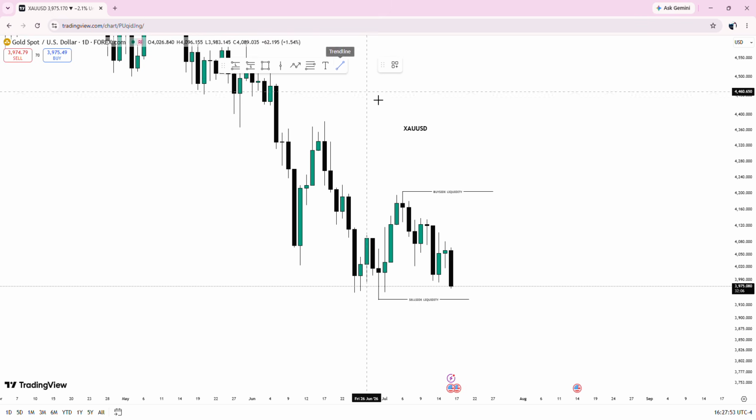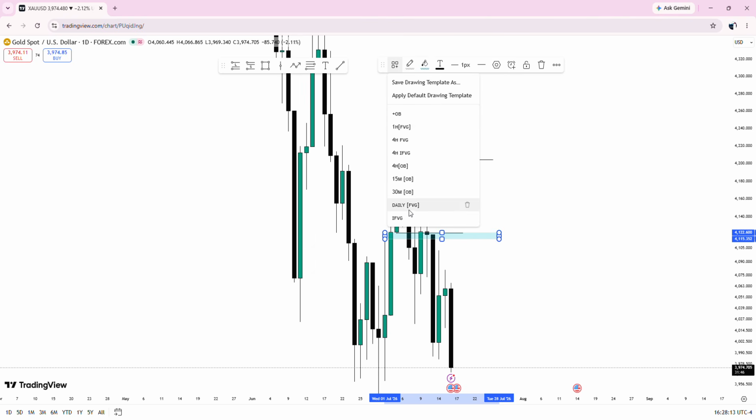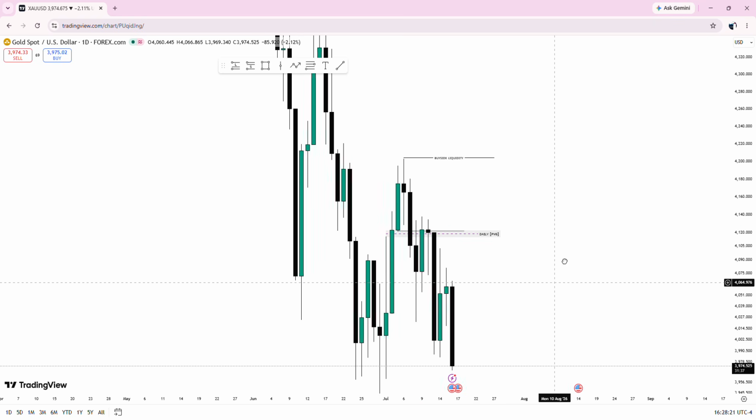So those are liquidity levels, and then I'm going to mark inside here the levels in the market where we have key levels. For example, when you have a fair value gap in the market like this one, I can use that as a key level. So I'm going to mark that one as a daily fair value gap right there.